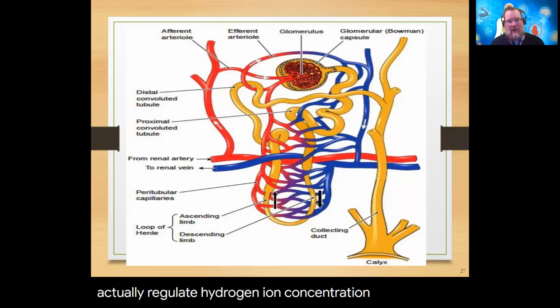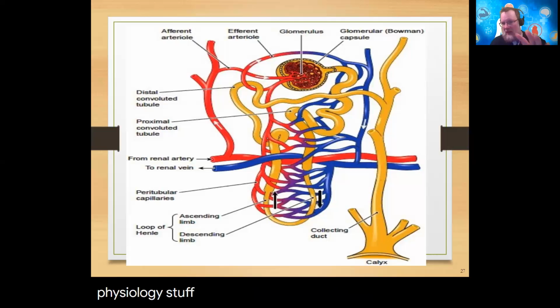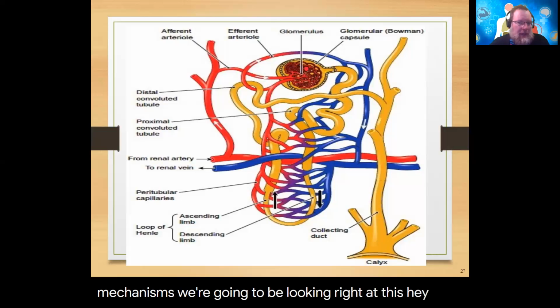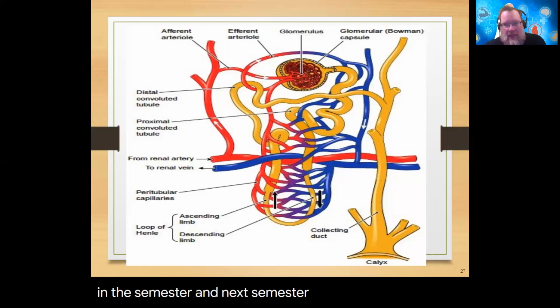So yeah, that's a lot of physiology stuff. So we're going to break it down in a lot more detail. But again, you do need to know what we're talking about. So next semester, right away, we start talking about filtration and what is filtration, just on a general, biological level of transportation of substances. Filtration is one of those transportation mechanisms. We're going to be looking right at this. Okay. Later in the semester, next semester, we spend time just on fluid, electrolyte, and pH balance. That's going to be a lot more of this.